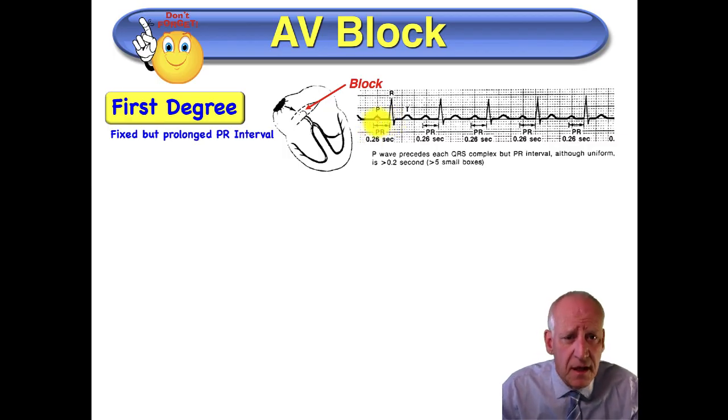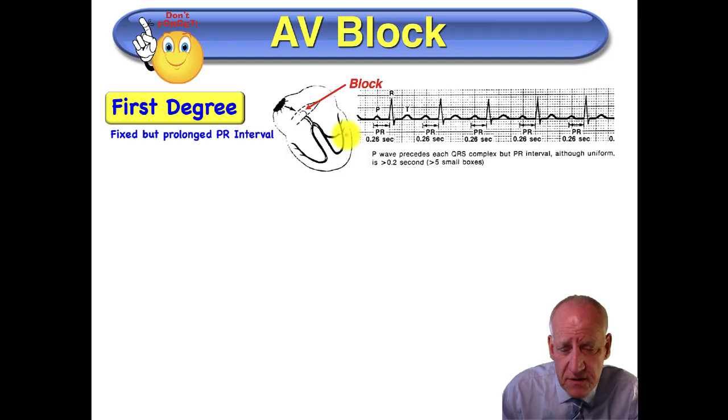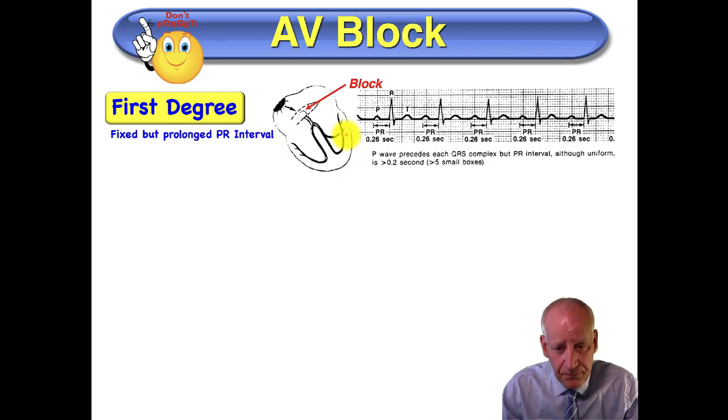In this case, we count up the small boxes and it's 1, 2, 3, 4, 5, 6, 7 or 8, so about 260 milliseconds, which is abnormally long. It's taking the impulse an abnormally long delay to travel from the SA node across the AV node and into the ventricular conduction system. So this is first degree AV block.